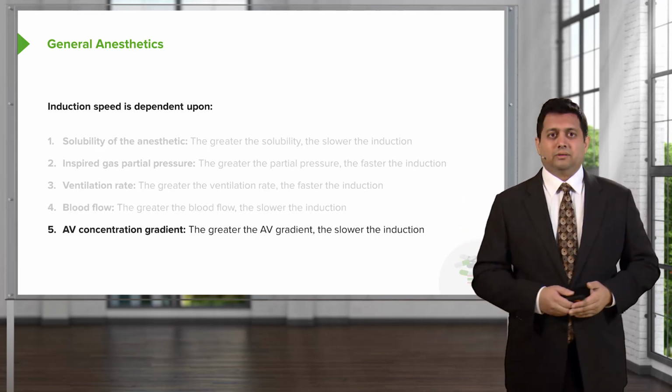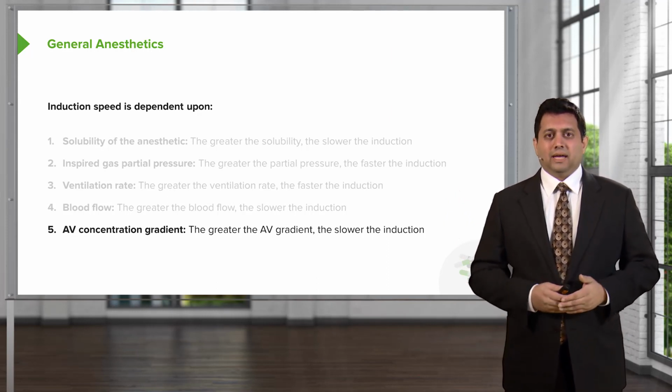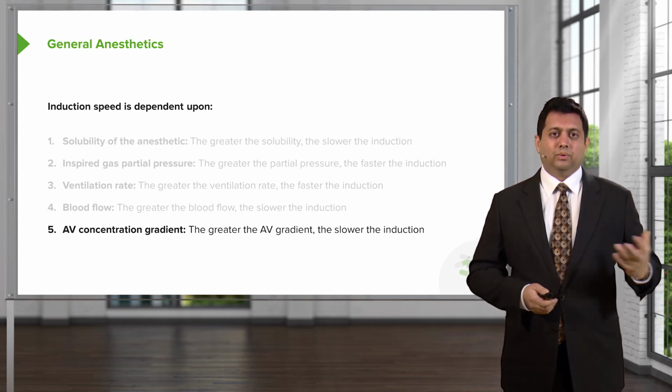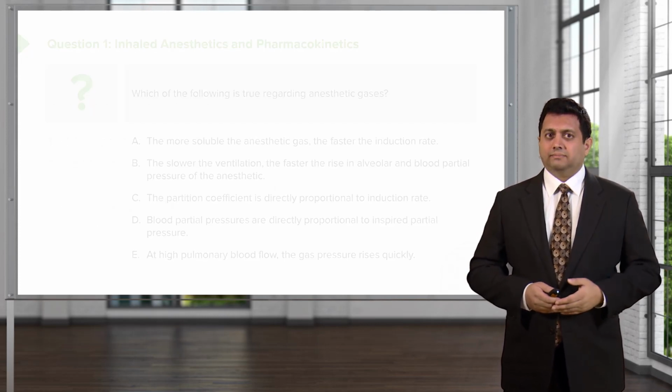AV concentration gradient. We didn't talk about this very much, but essentially, the greater the AV gradient, the slower the induction. And once again, this has to do with how quickly blood is being taken away. So there you have it.